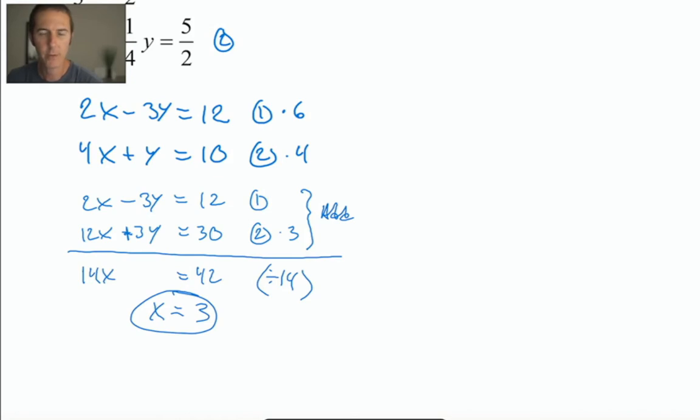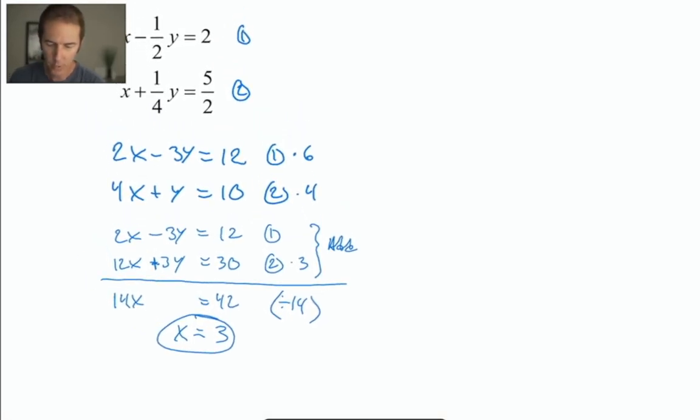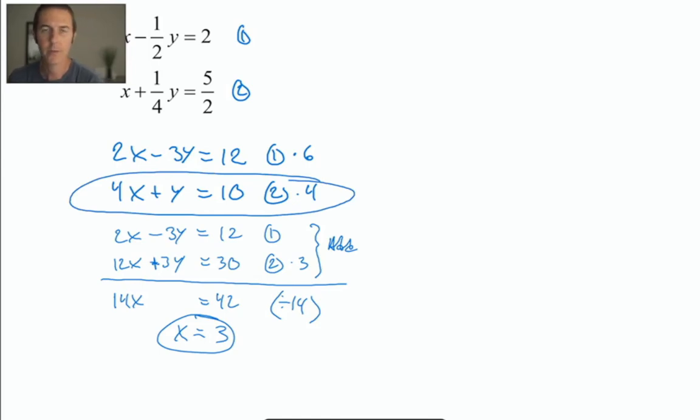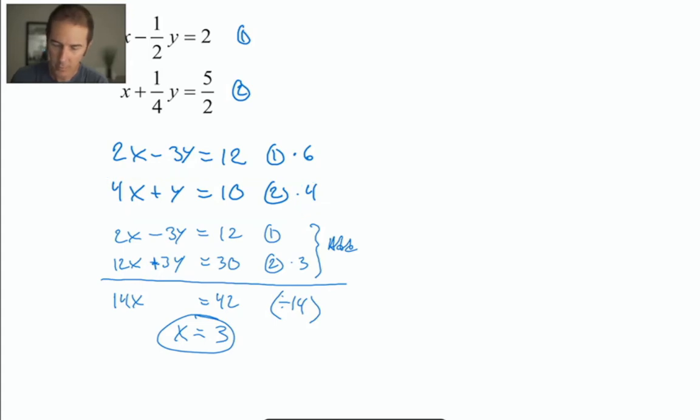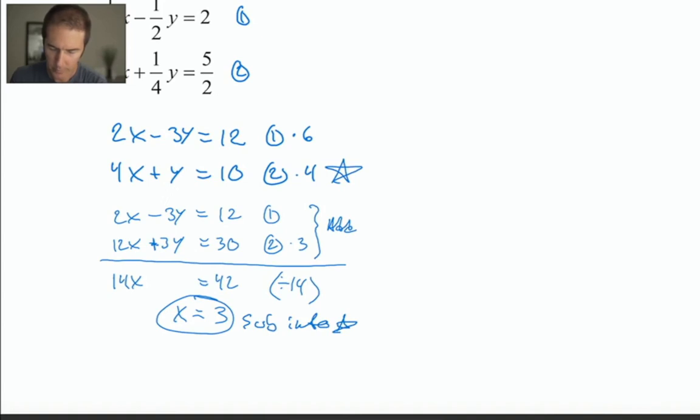Now we can take our x value of 3 and plug it back into one of our original equations, or maybe we want to plug it into one of our modified equations. We're going to be solving for y, so I'm thinking that maybe this is the best equation to plug it back into, since that equation has a positive 1y in it. So I'm going to put a star next to that equation, and I'm going to say sub into star. Oof, that star wasn't so good, but I'm stuck with it.